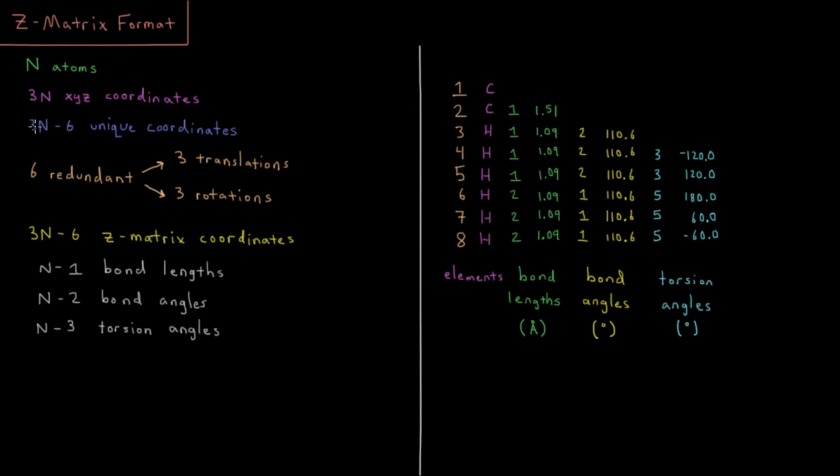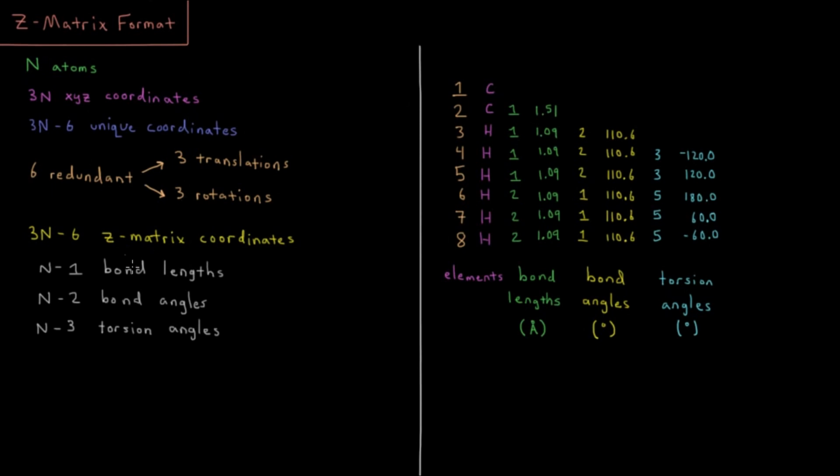3n minus 6 for nonlinear polyatomics and 3n minus 5 for linear, but more often than not, 3n minus 6 unique coordinates, because 6 of those are what we would call redundant coordinates. 3 of those were translations, where we're net moving the entire molecule through space in X, Y, or Z. And 3 of those are rotations, where we're just rotating around some axis, but we're not changing anything about the internal structure of the molecule.